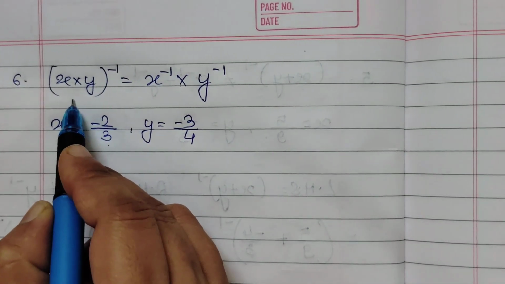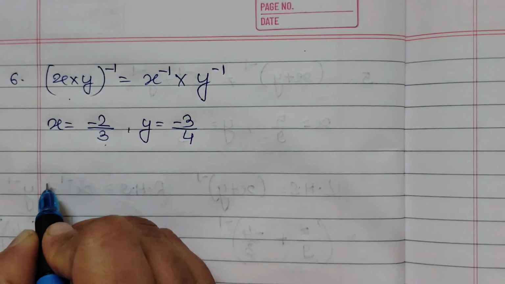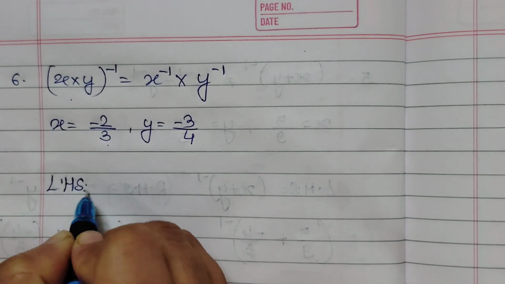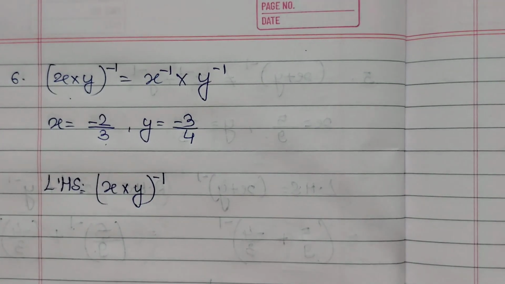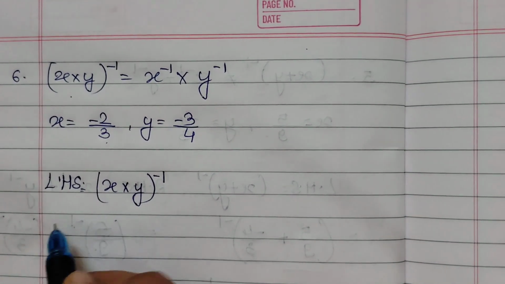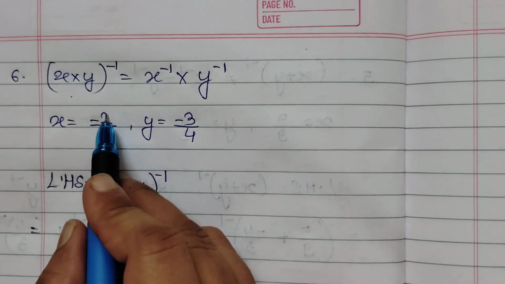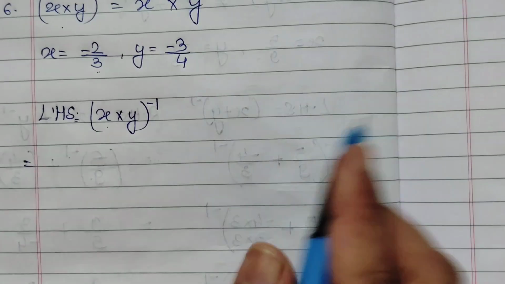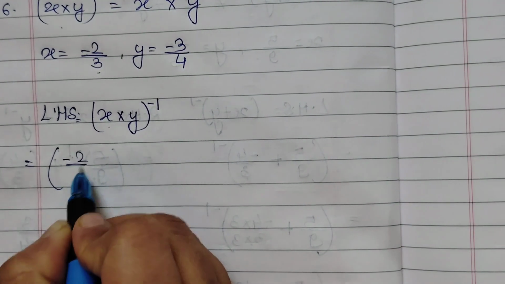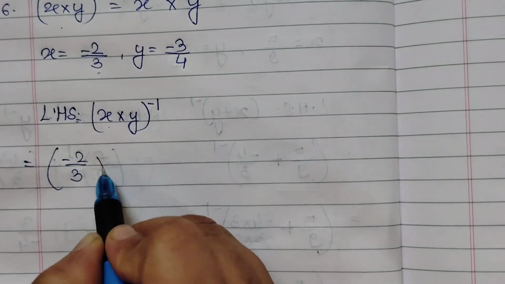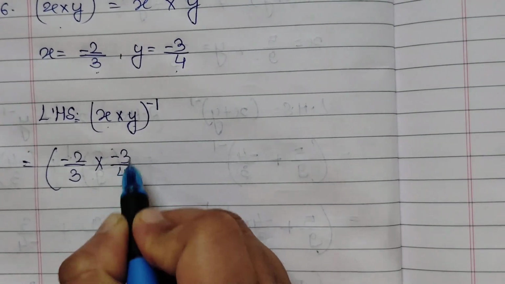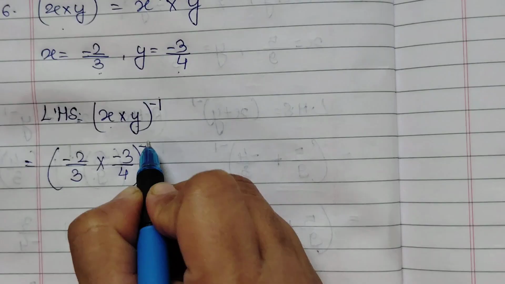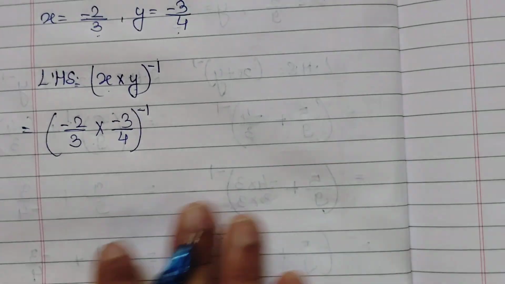We will take the left hand side first. So LHS is equal to x multiplied by y the whole raised to minus 1. So value of x is what? Minus 2 upon 3. Okay, so I will write minus 2 upon 3. Then multiply. Value of y is minus 3 upon 4. Close the bracket and write the whole raised to minus 1.